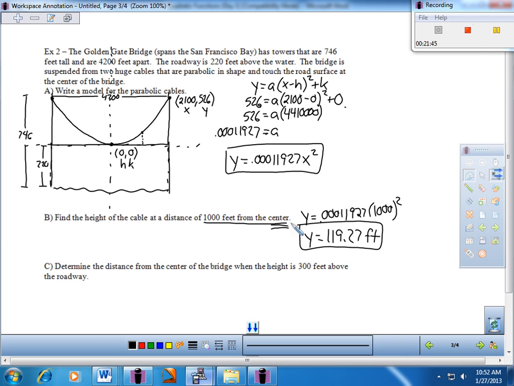Okay, last one right here. Determine the distance from the center of the bridge when the height is 300 feet above the roadway. So now, everyone, it looks like I'm going to give you a height of 300, maybe somewhere in here, give or take. Notice it's going to sort of happen in 2 spots, one to the left of our vertex and one to the right of our vertex. Let's see if we can get both of those.